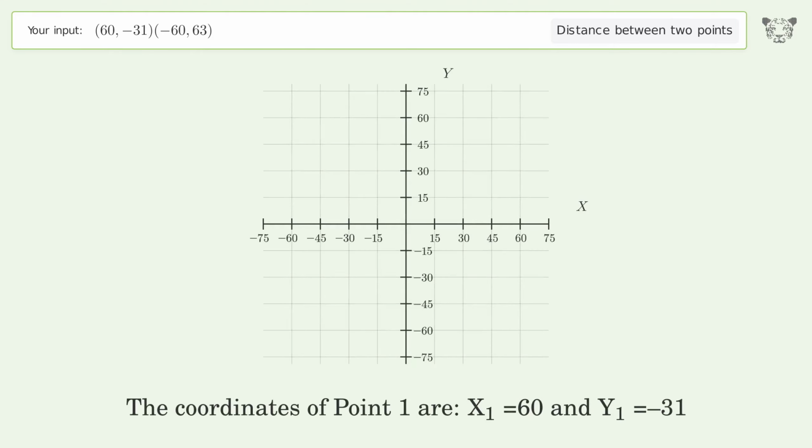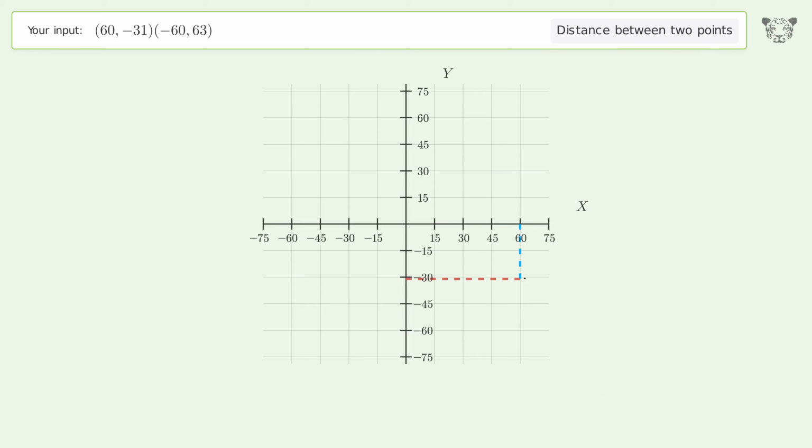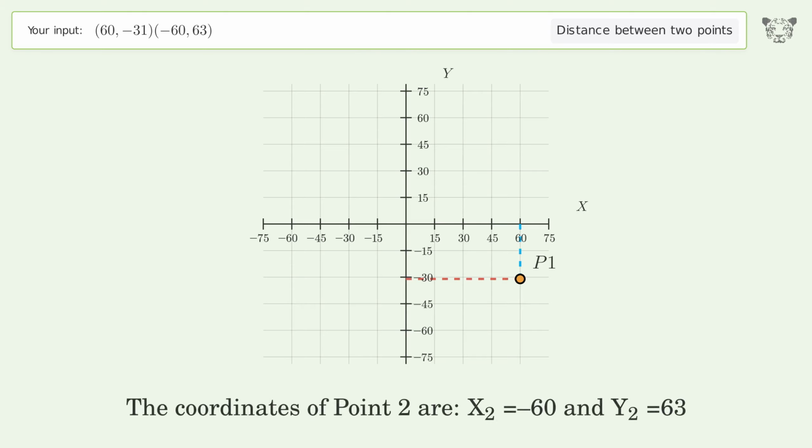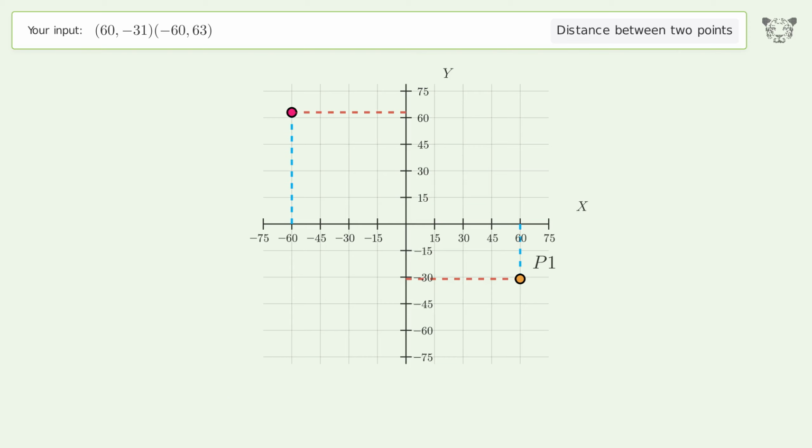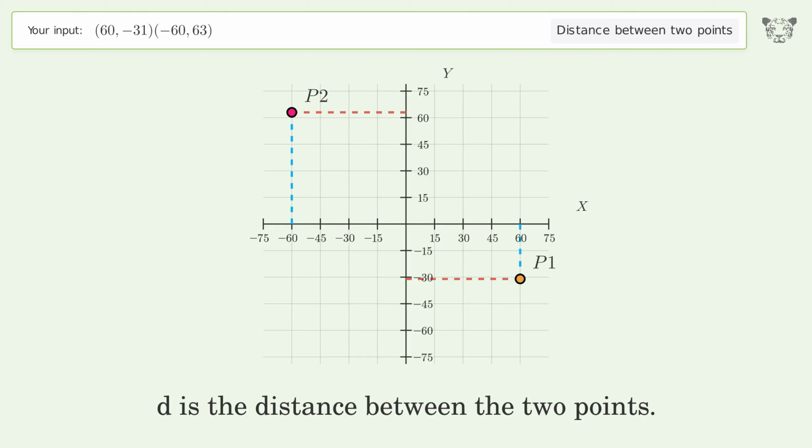The coordinates of point 1 are, x1 equals 60 and y1 equals -31. The coordinates of point 2 are, x2 equals -60 and y2 equals 63. D is the distance between the 2 points.